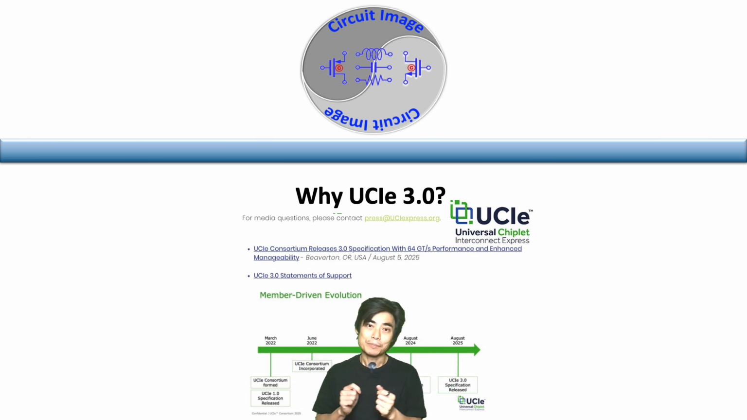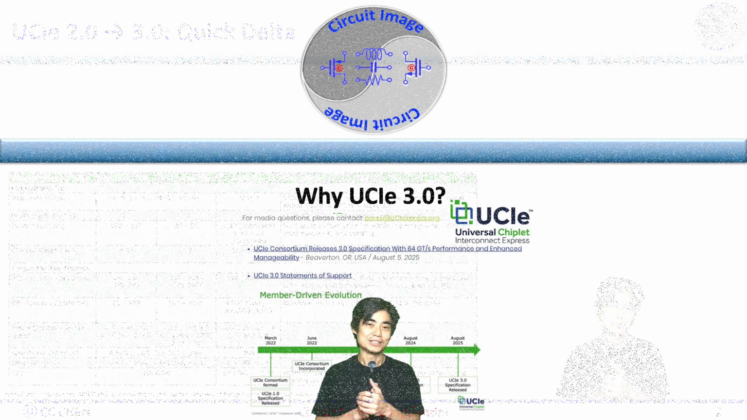We need more bandwidth per pin, stable links as conditions change, faster bring up, and stronger in-field behavior. UCIe 3.0 tackles those needs without changing the software model. Let me show what actually changed from 2.0 to 3.0.